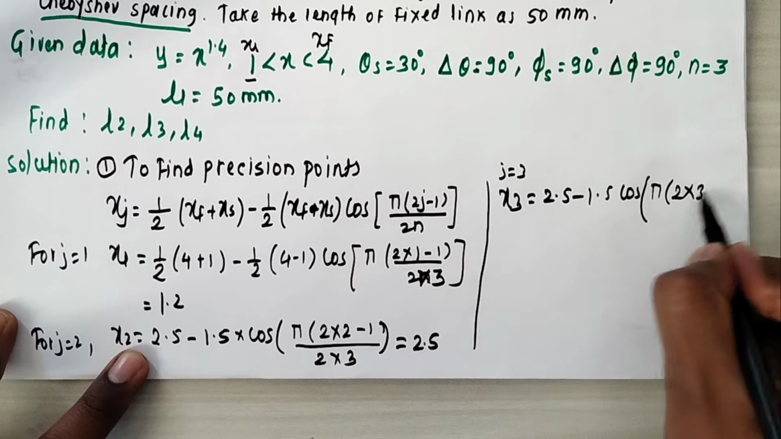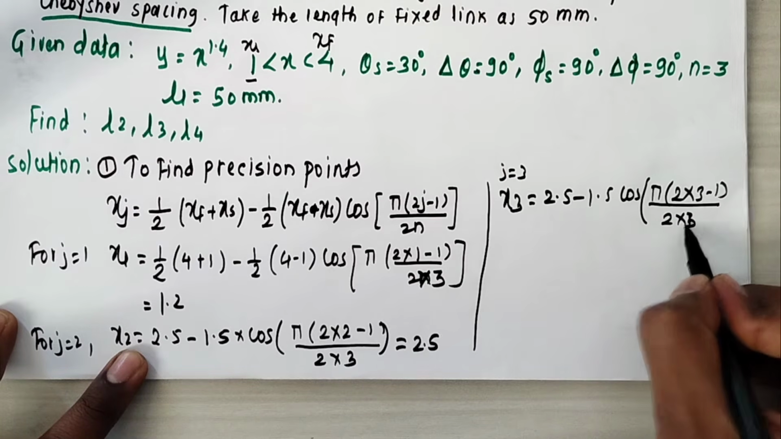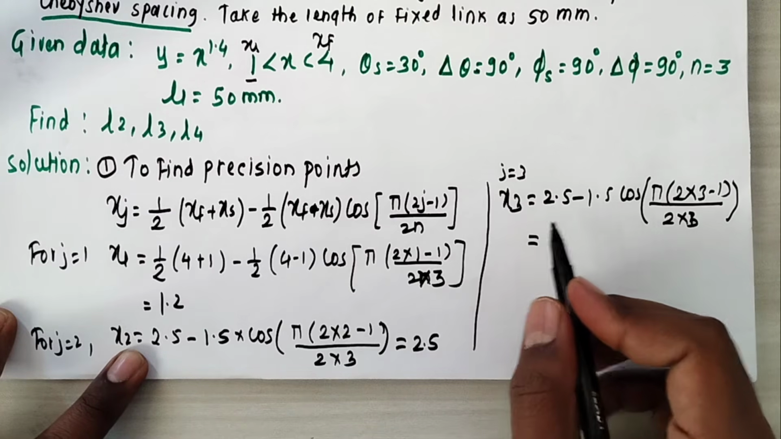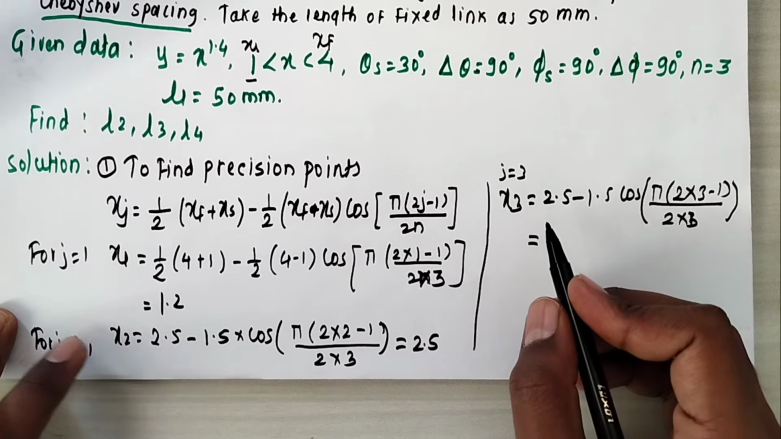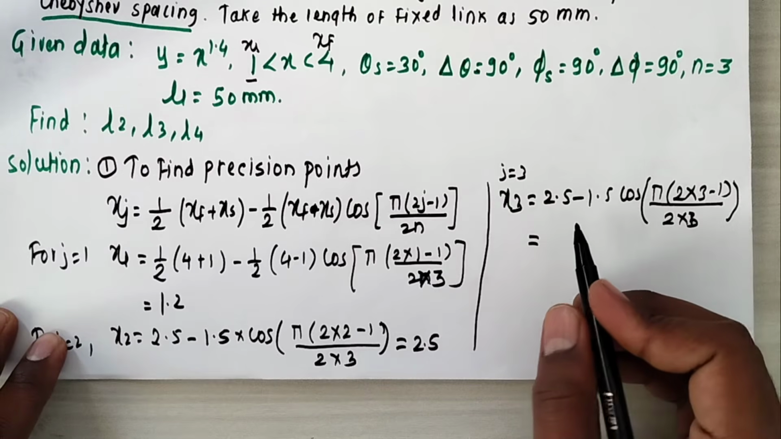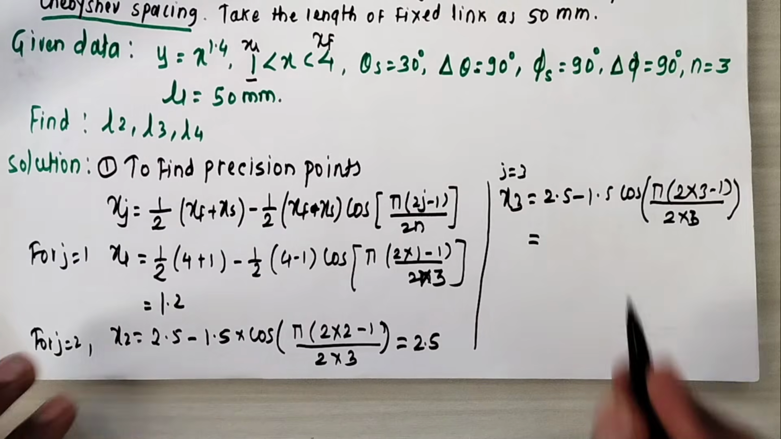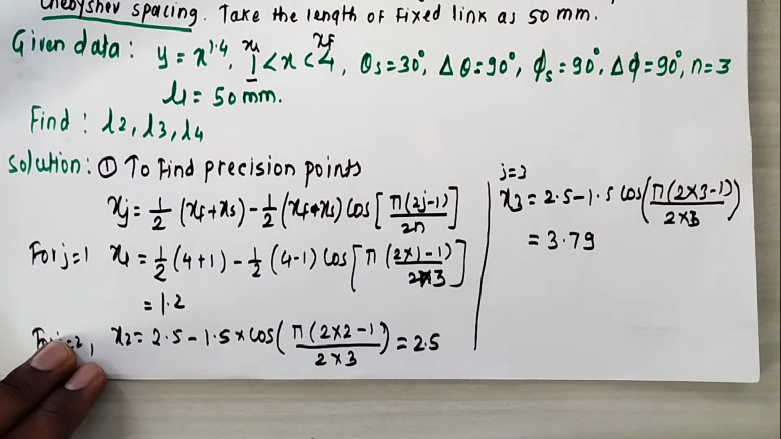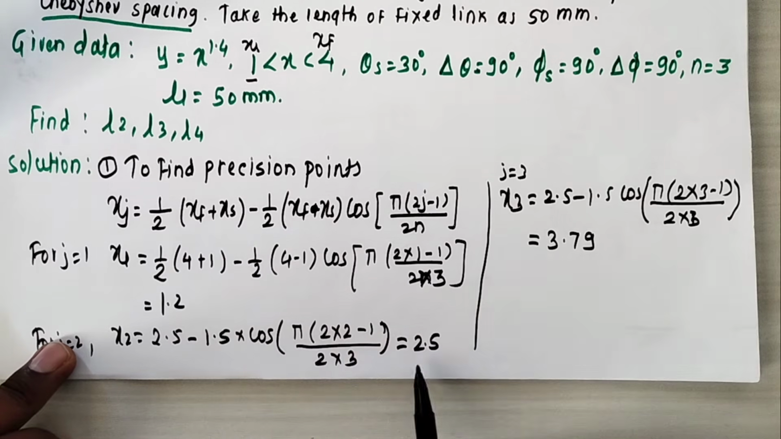2 into 3 minus 1 upon 2 into n, n of course is 3. So by solving this, we get the x3 value. How much is x3? x2 is 2.5. Now x3 we need to solve. It is 3.79. So we obtain x1, x2, x3: x1 is 1.2, x2 is 2.5, x3 is 3.79.